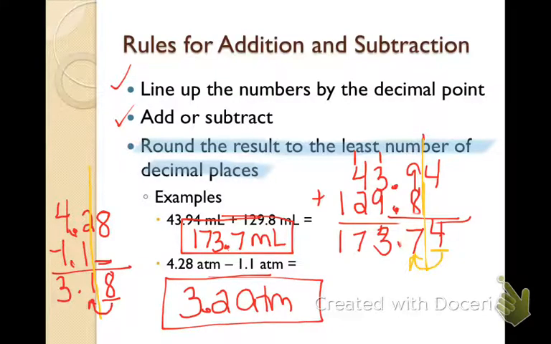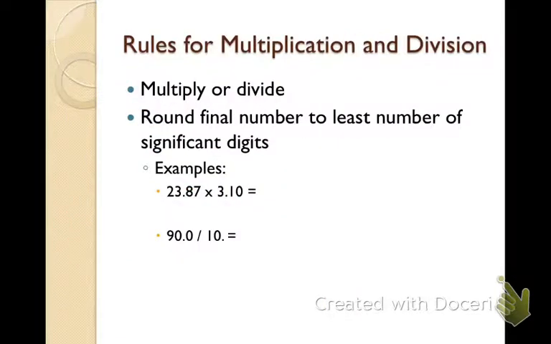All right, cool. So that's addition and subtraction. Fairly simple. Same thing with multiplication and division. Simple as well. In this case, you just go ahead and multiply and divide, and then you round to the least number of significant digits. So you have 23.87 multiplied by 3.10. When you put this into your calculator, you should get 73.997. Sometimes you get even longer numbers. We want to round to the least number of significant digits.